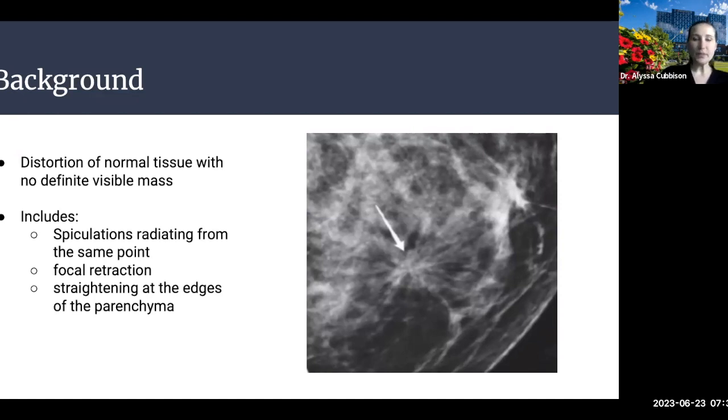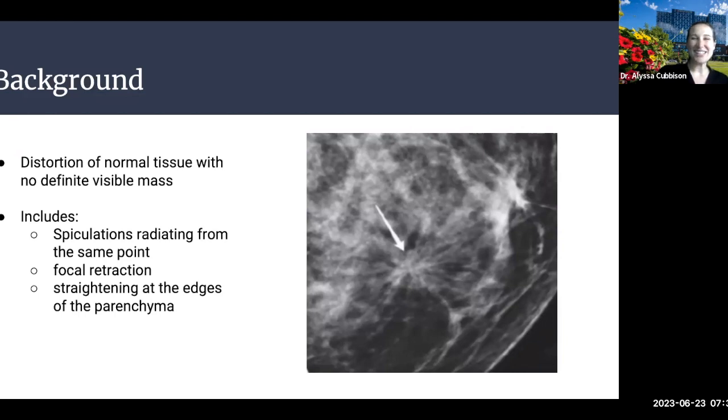But in this case, architectural distortions are defined as basically the distortion of normal breast parenchyma without a visible mass. So basically the breast tissue is not orienting in a way that you would otherwise expect. Typically you can see spicules radiating from a focal point. There can be focal retraction, and then there can be straightening of the edges of the breast parenchyma. All of these things we can see with distortion.